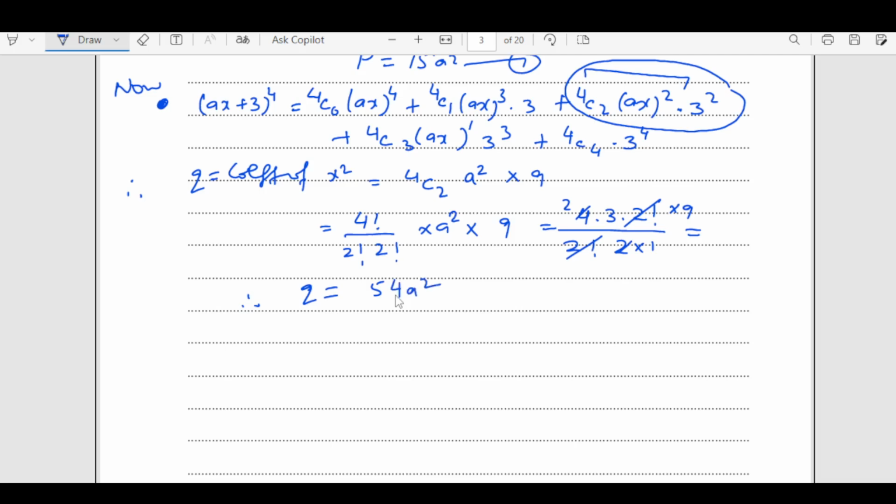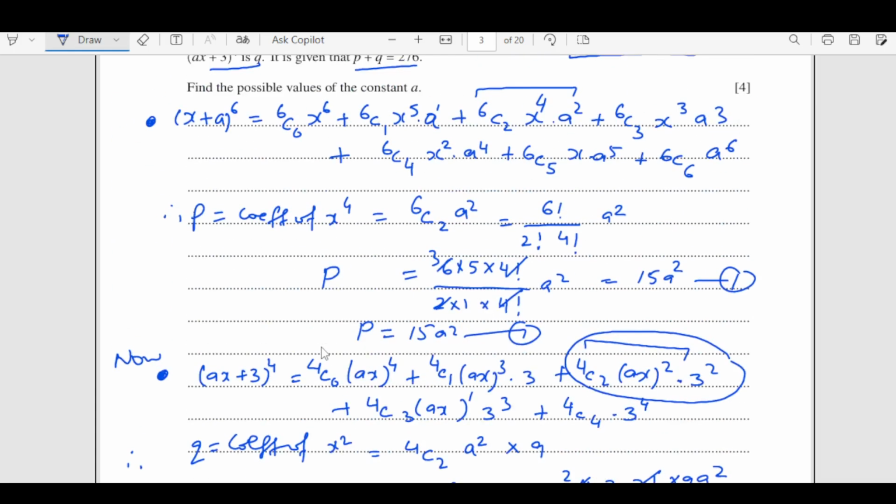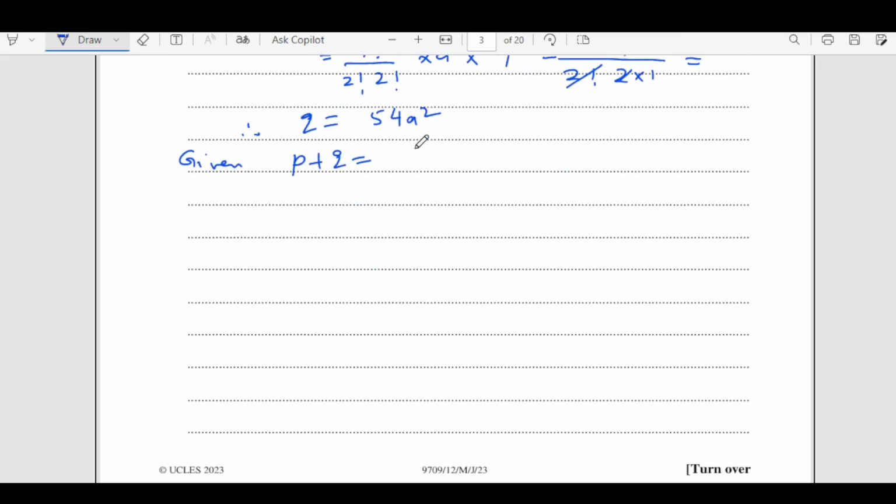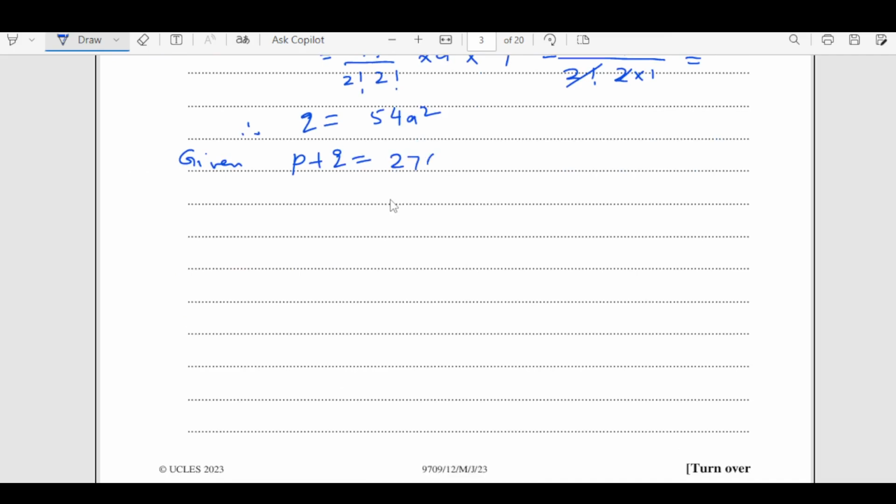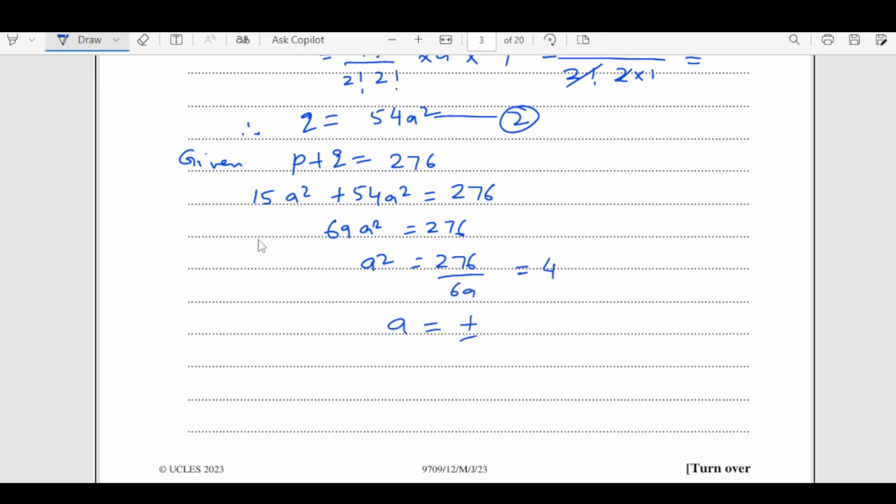We have a squared in both. Now we are given that p plus q is equal to 276, right? I will write down 276 here and substitute the values of p and q. From equation 1 and 2, we have 15 a squared plus 54 a squared is equal to 276. Adding this, 69 a squared is 276. So a squared is 276 over 69, which comes out to be 4, and so a is plus or minus 2. So this is our final answer, right?